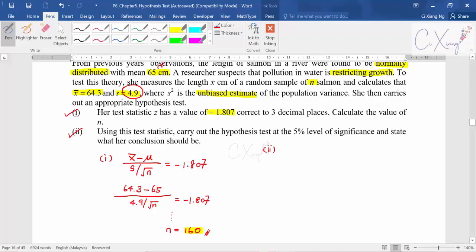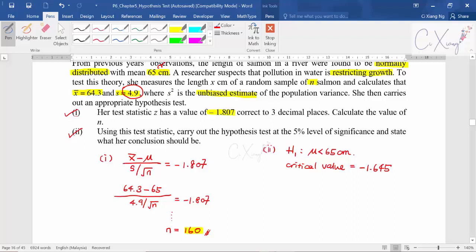Alright, so again, you carry out the test on your own. I just give you the important steps here. So you should have your alternative hypothesis, which is mu smaller than 65 cm. So that's the first one, restricting growth. That means it should be shorter, right? So the alternative should be mu smaller than. Then the second, the critical value. The critical value that you get for this case should be negative 1.645.